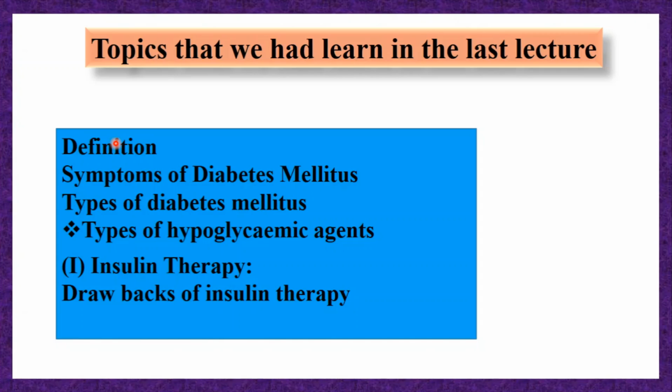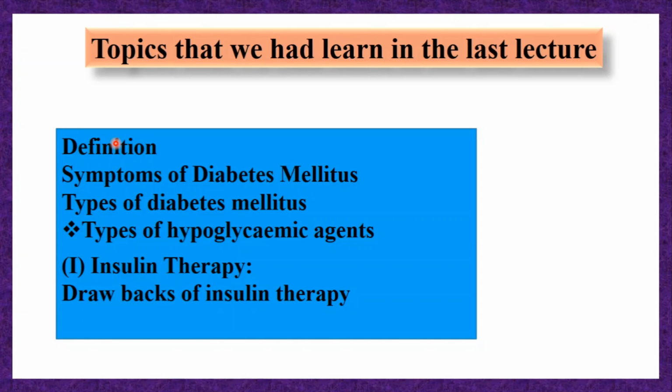So diabetes mellitus is a chronic metabolic disease caused by a variable combination of two pathogenetic factors, that is insulin deficiency and insulin resistance. The result is disordered utilization and storage of carbohydrates, proteins and fats, and reduced production of energy.